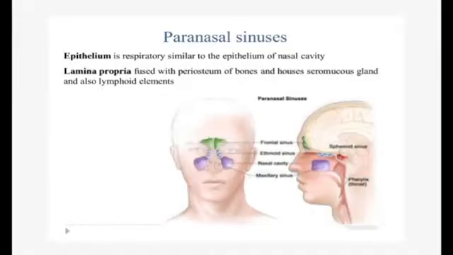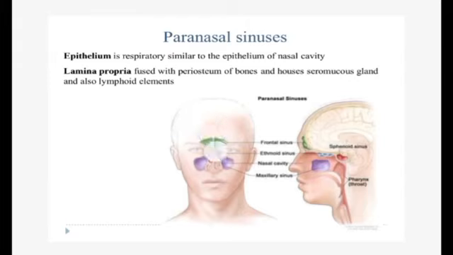The paranasal sinuses. You can see these are the paranasal sinuses. As the name indicates, these are the air spaces. These are air sinuses, and these sinuses are around the nasal cavity. This is the master sinus called the maxillary sinus. These are the frontal sinuses.